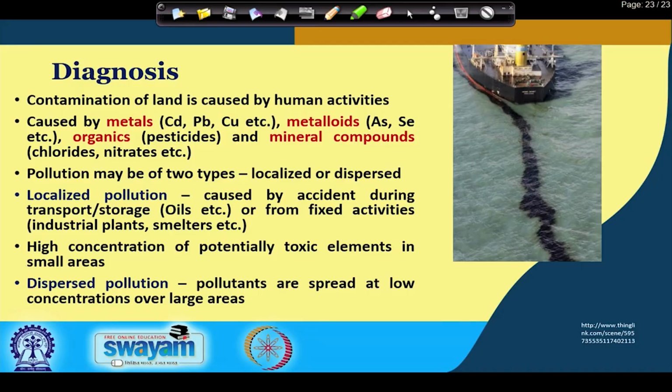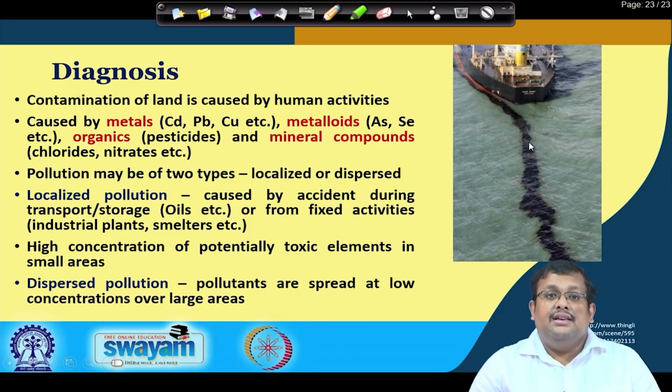What is localized pollution? Localized pollution is caused by accidents during transport, storage, or spills from fixed activities like industrial plants, smelters, etc. You can see here there is a localized example. It is an example of localized pollution when there is a leakage of petroleum from a tanker in the sea. So, this is an example of localized pollution. And what is dispersed pollution? Dispersed pollution is when pollutants are sprayed at low concentration over large areas.